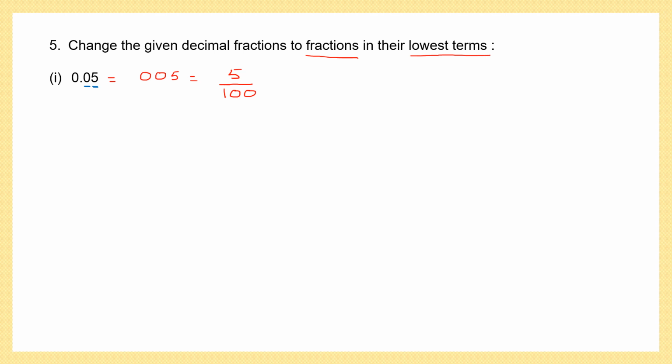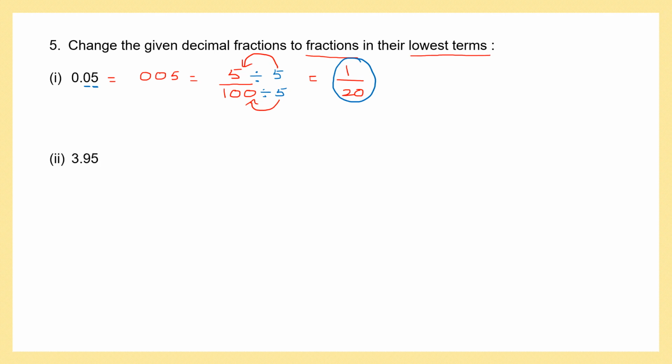Now I need to reduce it to the lowest term. To reduce it, divide both by a common factor, a number that can divide both. Both are divisible by 5. So let me divide this by 5 and this also by 5 and see what I get. 5 ones are 5, and 5 into how much is 100? 5 into 20 is 100. So what is my final answer? 1 by 20. So I have converted 0.05 into 1 by 20.